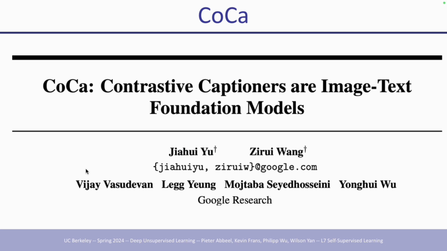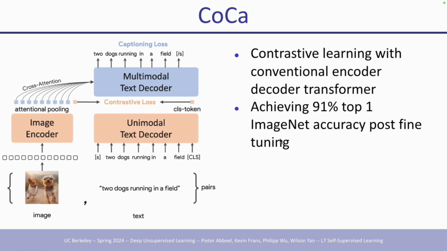The next one I'll quickly cover is CoCa. Contrastive captioners are also image-text foundation models. What they do here is apply a captioning task to learn an image encoder and a text encoder. They're actually able to achieve state-of-the-art top-1 accuracy of 91%. This was state-of-the-art for quite a bit of time. I think it's been taken over now, but this is very good.